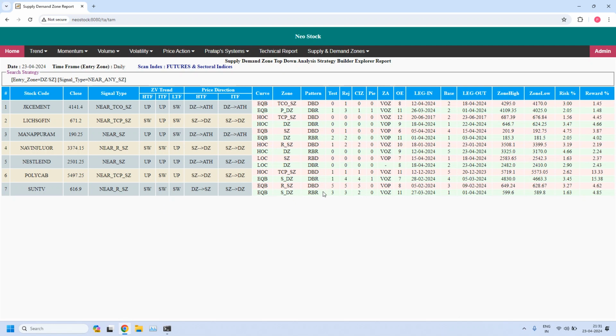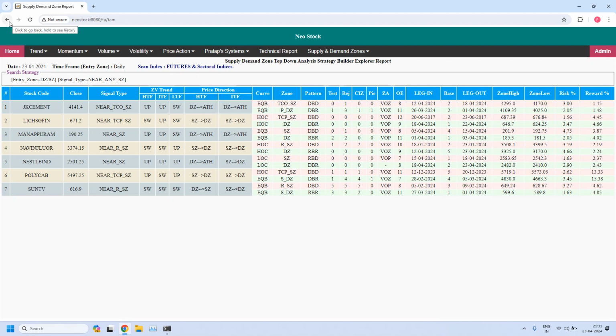Sun TV is working perfectly. 5 times it has tested this zone. Demand zone is tested 3 times. So prices are moving within this range. Okay, these are the high liquidity supply zones. How many did we identify? This is the first one, this is the second one, this is the third one, and this is the fourth one. We have identified 4 high liquidity supply zones from this list.